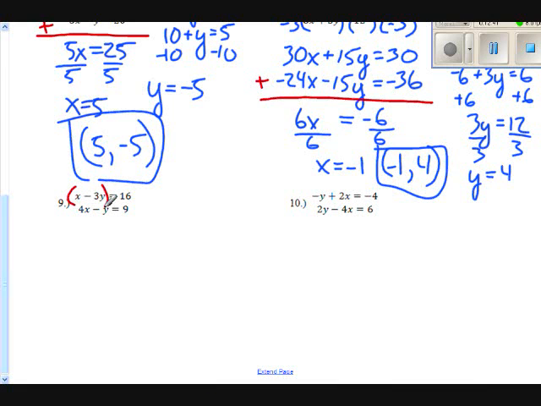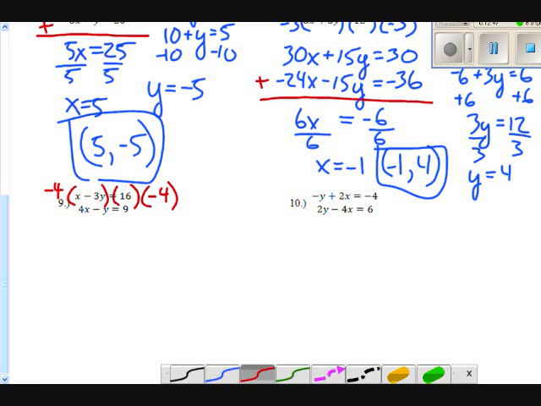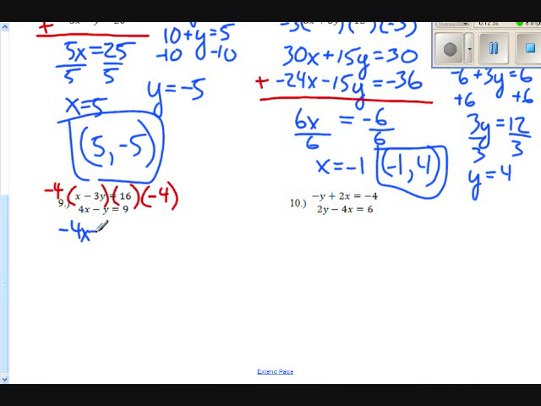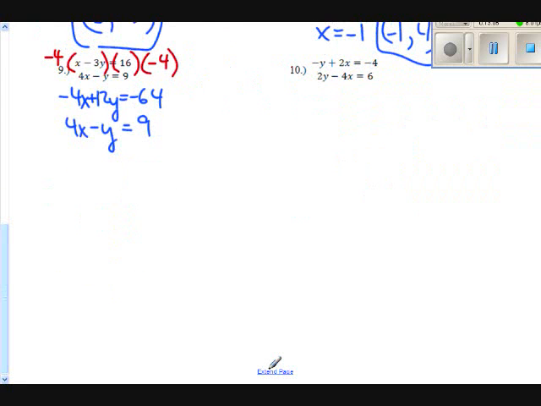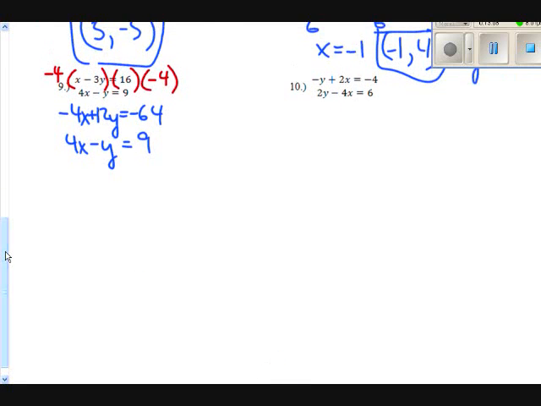Okay, so I'm going to multiply this first equation by a negative 4. Whatever I do to one side, I have to do the other side. So let's see. That's going to give me a negative 4x plus 12y equals a negative 64. And I'm going to rewrite that second equation just so you can see it a little bit better. I used a negative 4 because now it gives me additive inverses in front of the x.